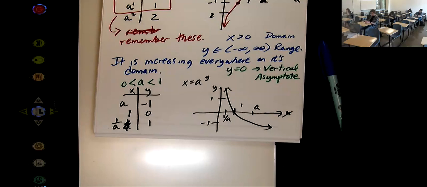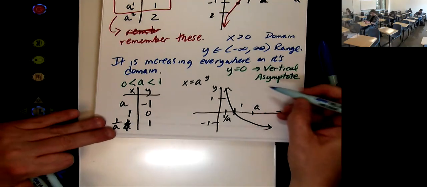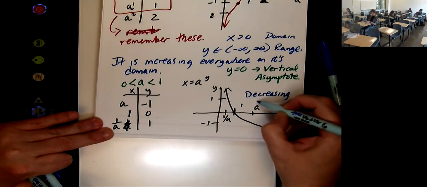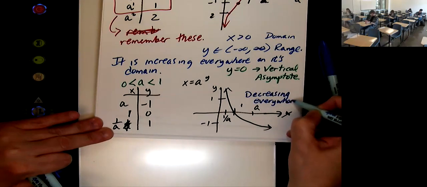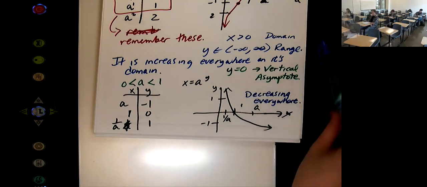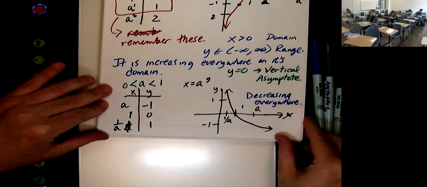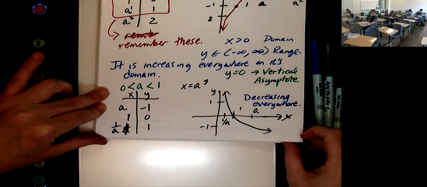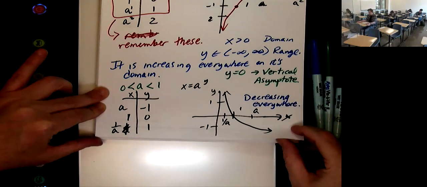So, same setup on the domain and range. Everything is the same except this version is decreasing everywhere. Ready for some more?